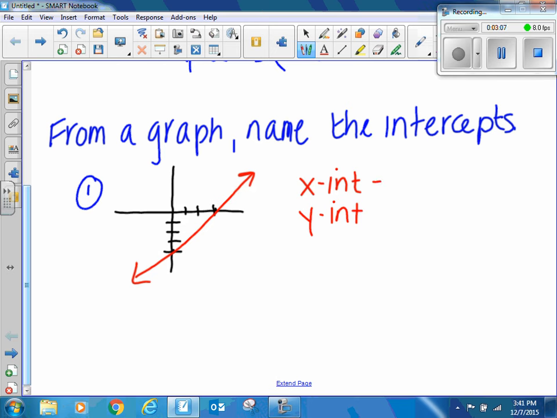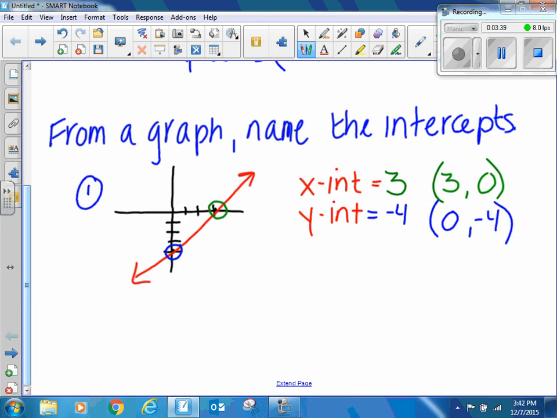Okay, well, let's look. The x-intercept is where I cross the x-axis. That happens to be right here, and that point is 1, 2, 3. And we can also write that as an ordered pair because we know the x is 3, and where we have the x-intercept, our y is 0. So that would be the point (3, 0). For our y-intercept, we're all the way down here at -4. So our y-intercept is equal to -4, or we can also say that that is the point (0, -4). Again, because with our x-intercept, our y is 0. With our y-intercept, our x is 0.